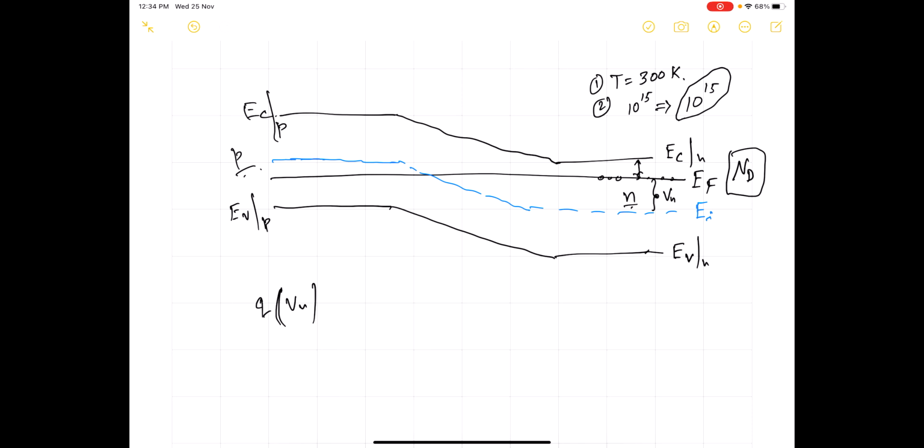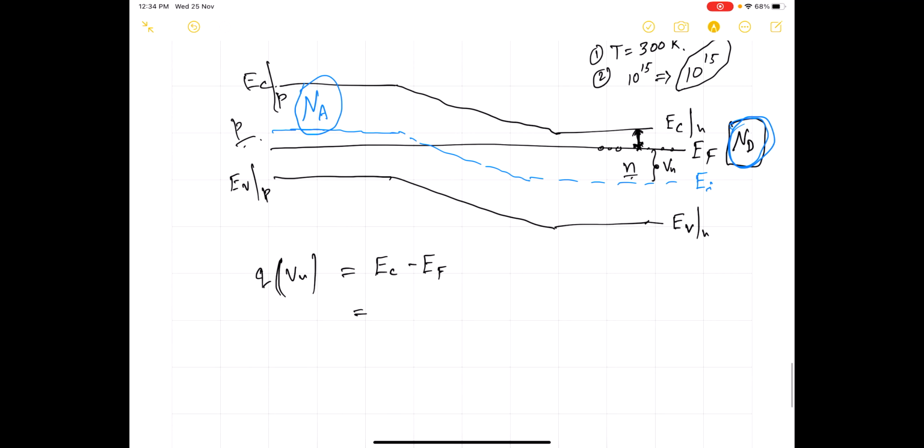Same way, in the p type we have Na, the acceptor level concentration. So what will be the expression for this Vn? Vn will basically be Ec minus Ef, this potential energy difference. Now what will be the expression of Ec minus Ef?